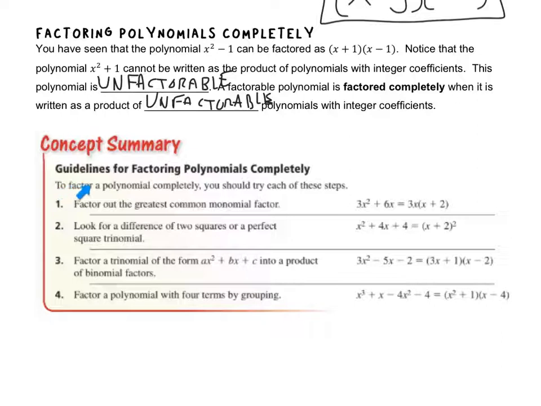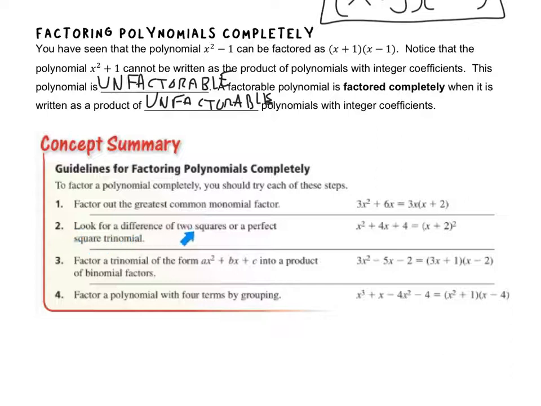So to factor something completely, think about all these steps. And you just kind of run through them real quickly as you go. Factor out the greatest common monomial factor. So this would not be factored completely because we can see that there is a 3x in each of those terms. Once you take the 3x out, you do get the 3x times x plus 2. Neither of these could go any further, so then you know you're done.